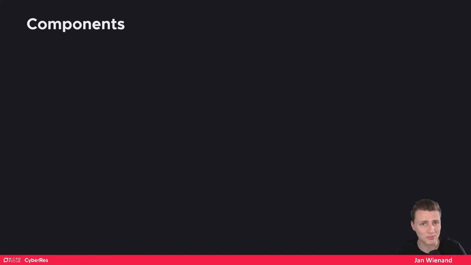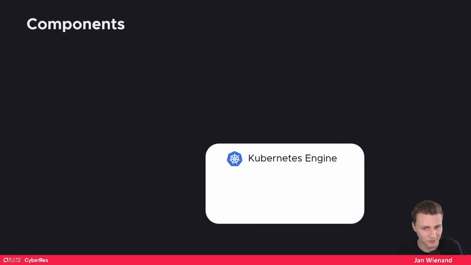So let's talk about the components. What do you actually need to run the Software Security Center on Kubernetes? How does it work? First of all, of course, you need some kind of Kubernetes engine. Of course, we want to run the SSC on Kubernetes, so we need a Kubernetes engine.